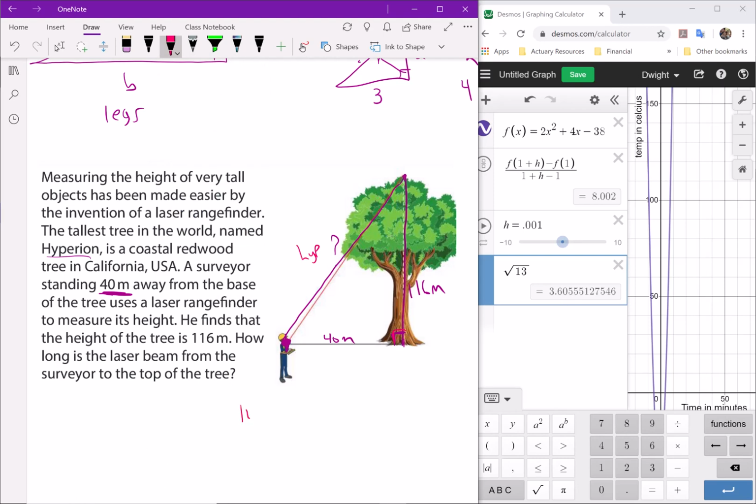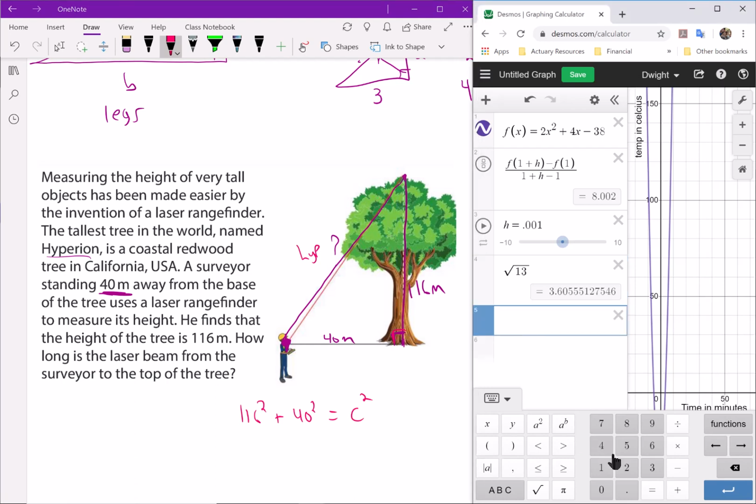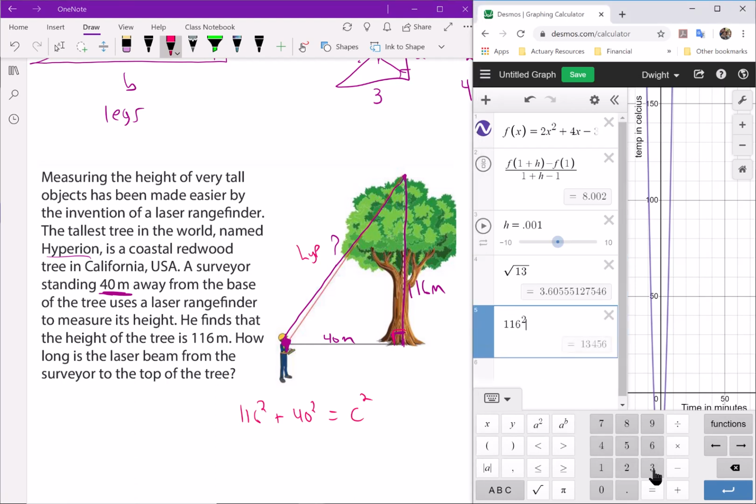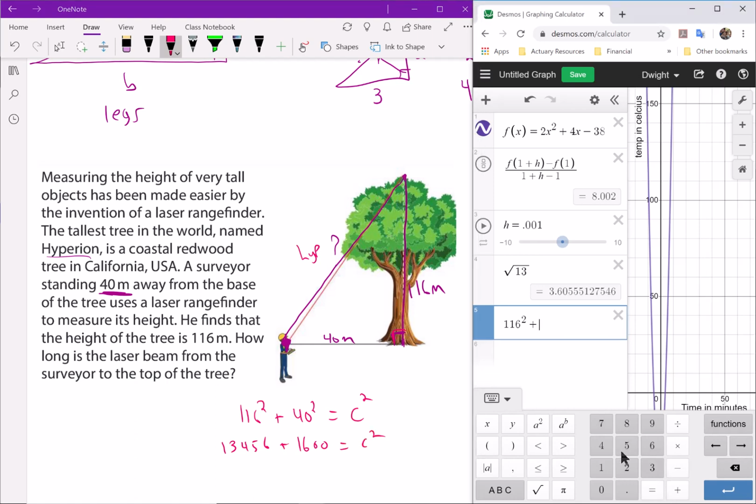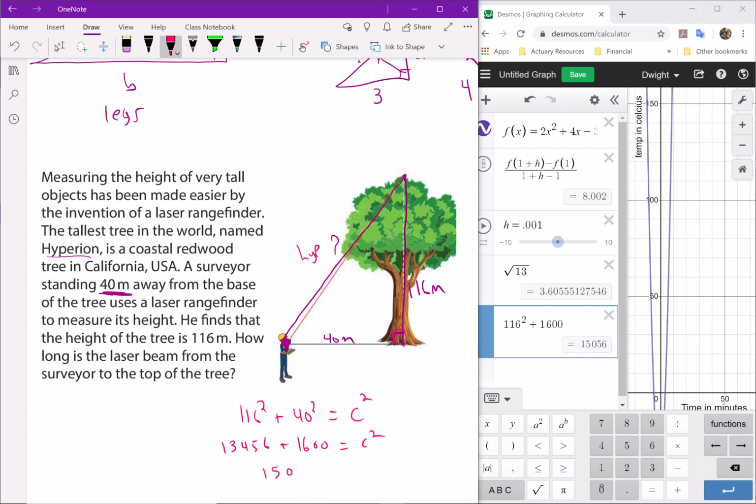So we could do 116 squared plus 40 squared, and then we will get this side here squared. So we can go ahead and do that on a calculator. 116 squared is 13456. 40 squared is 1600. That equals C squared. If you add those two together, you get 15,056 meters squared. And then don't forget you have to take the square root of both sides.